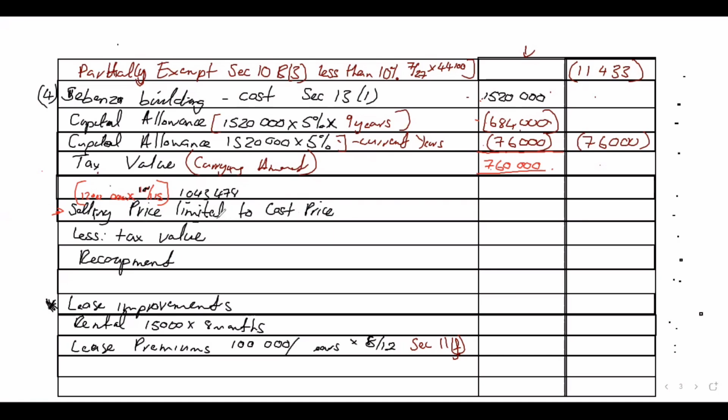Right, so we are saying the selling price limited to the cost price. So when you get to this stage, it's always the lesser of the two, okay? The lesser of the two. How much was your cost price? 1.5. So which one is lesser? You come and use the selling price.